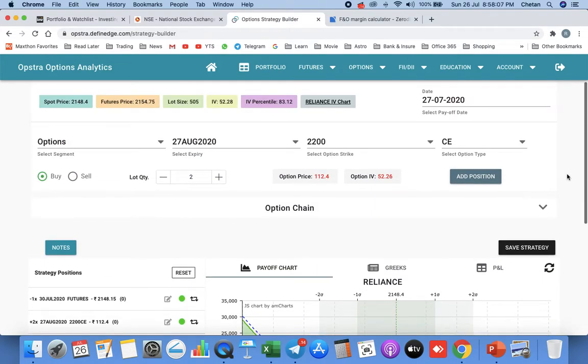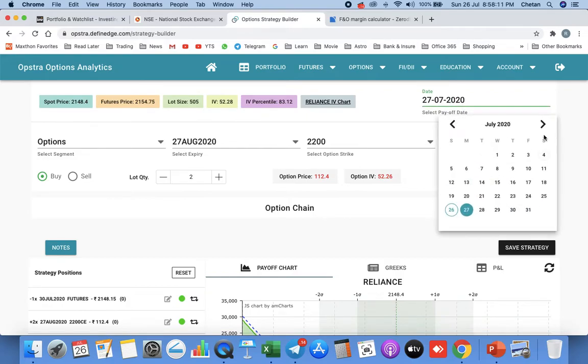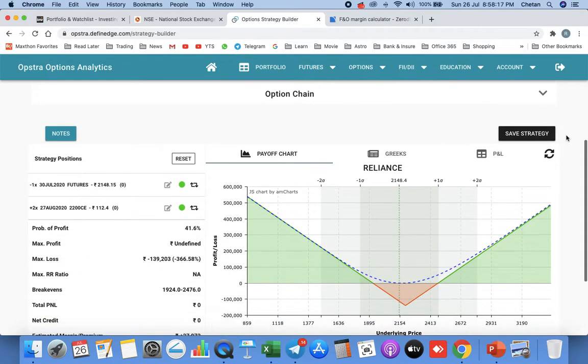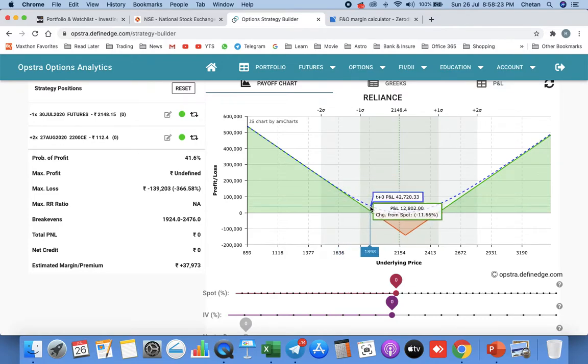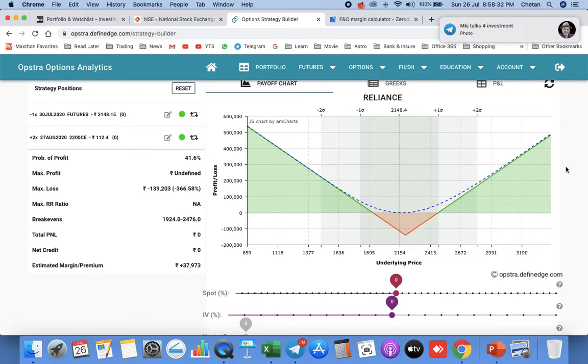What will happen if Reliance goes to 1,900 rupees on the expiry day? Now go to the expiry day. You don't do any adjustment at all. Just see what happens on the expiry day when Reliance goes to 1,800, 1,900 levels. You are going to make a profit of 12,000 rupees without any adjustment, because you are holding the call option as it is.